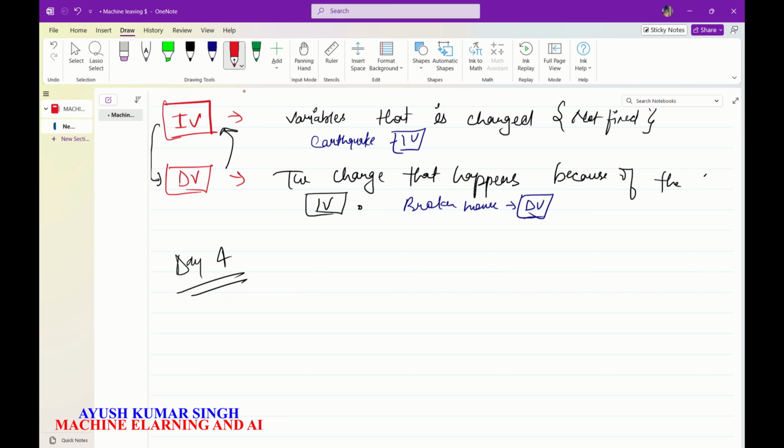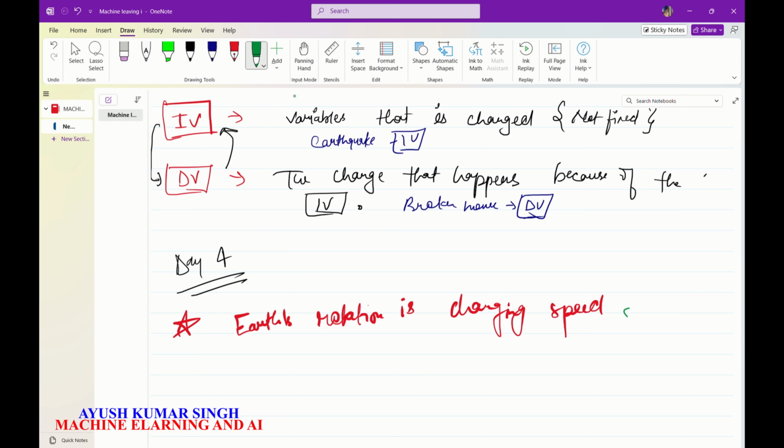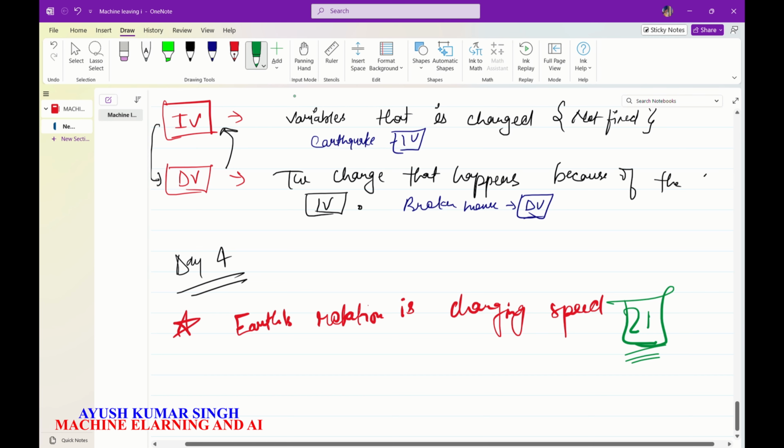We'll first look into the fun fact as we promised. Today's fun fact is about Earth. Earth's rotation is changing speed, and actually it's slowing. This means that on average, the length of a day increases by around 1.8 seconds per century. 600 million years ago, a day lasted just 21 hours. So you can see that this fun fact is really amazing because I also did not know this.